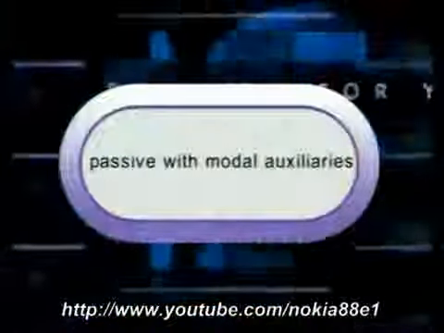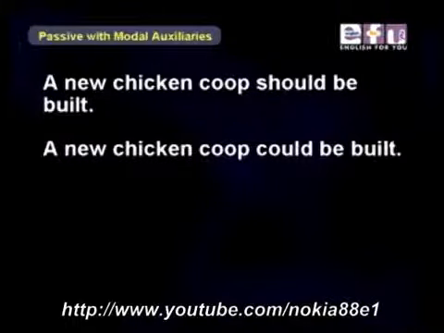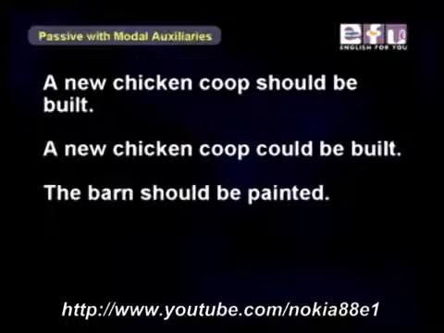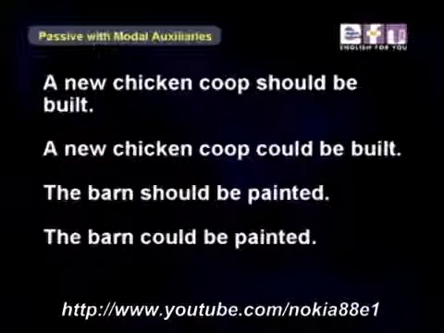Passive with modal auxiliaries. Let's look at some modal auxiliaries using the passive voice. Take a look at these sentences on your screen. A new chicken coop should be built. A new chicken coop could be built. The barn should be painted.